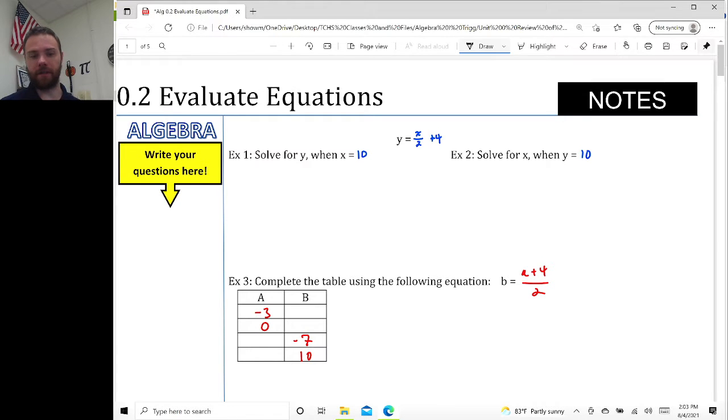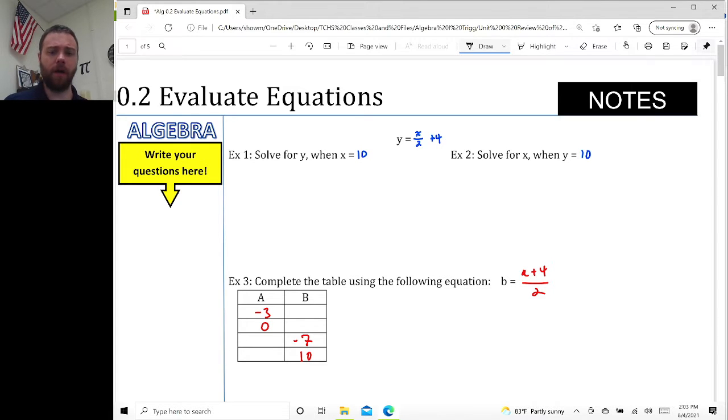Okay, so this lesson is going to build off the last lesson, and it's going to help you build some of those skills, not only to prepare for Algebra 1, but also to review some things you should have learned in 8th grade.